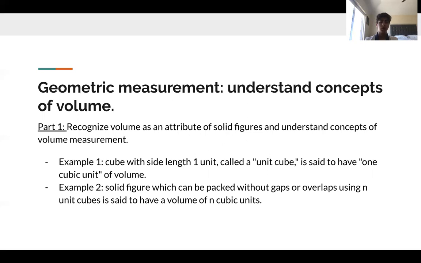Okay, if we wanted to change that up a bit, let's say we had a cube with side length of 2 units, okay? Then that is going to have 8 cubic units, right? Because you do 2 times 2 times 2, or 2 cubed.